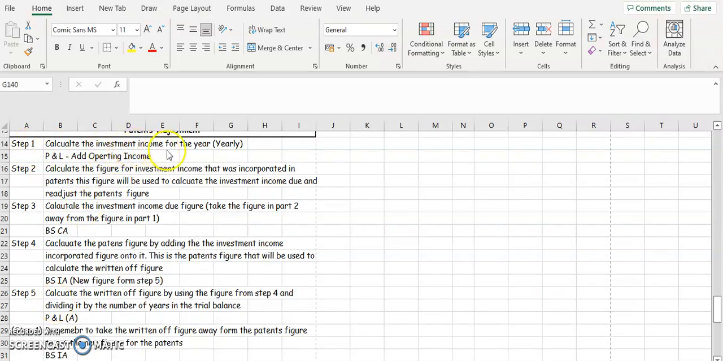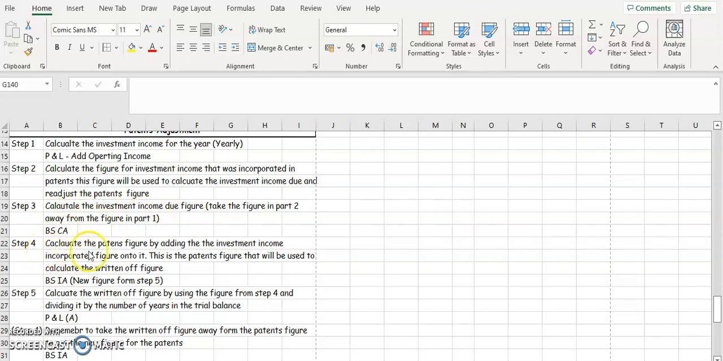So the steps then: your first step is your investment income. You calculate the investment income for the year. That goes into your profit and loss at operating income. The second step is to calculate the investment income that was incorporated in the patents. This will be used to calculate your investment income due and readjust the patents figure. Step 3, calculate the investment income due. This figure goes into your balance sheet as a current asset.